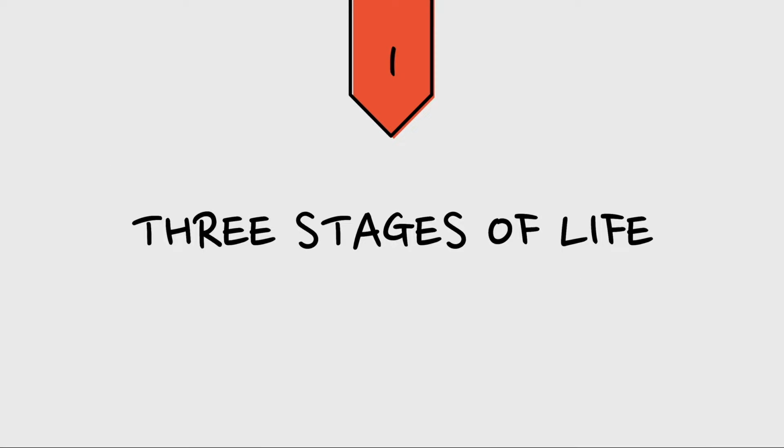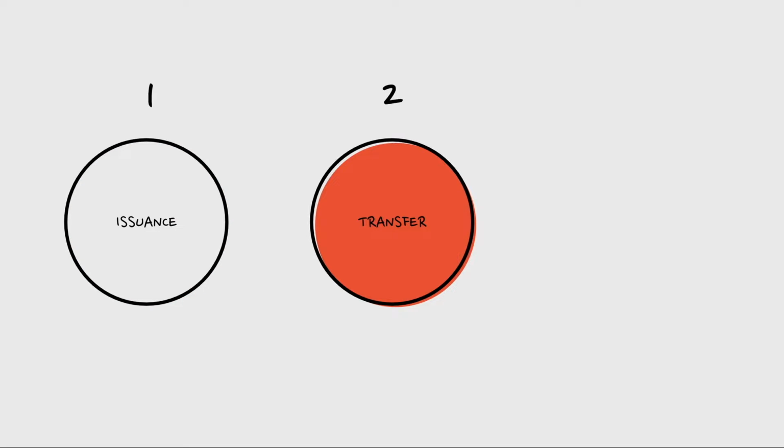We're first going to look at the three stages of life of a negotiable instrument. The first stage is the issuance, the initial creation of that negotiable instrument and the giving of it to someone for the purpose of giving them rights to it. The second is the transfer, which is any subsequent transfer by the person that received it at issuance, right? That it's transferred from them to somebody else.